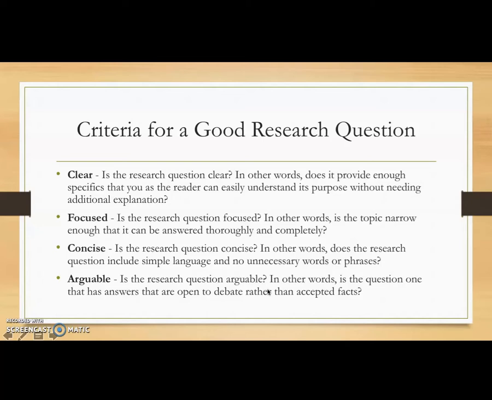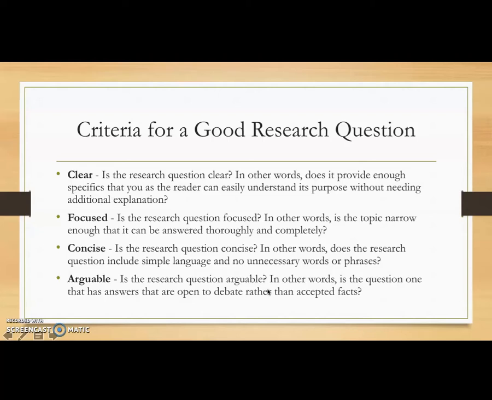Now that we've nailed down what makes a good research topic, let's pivot to looking at what makes a good research question. The criteria for a good research question are as follows. Firstly, clear. Is the research question clear? In other words, does your research question provide enough specifics that you as the reader can easily understand its purpose without needing additional explanation? Secondly, focus. Is your research question focused? In other words, is the research question narrow enough that it can be answered thoroughly and completely in the space of your research paper?